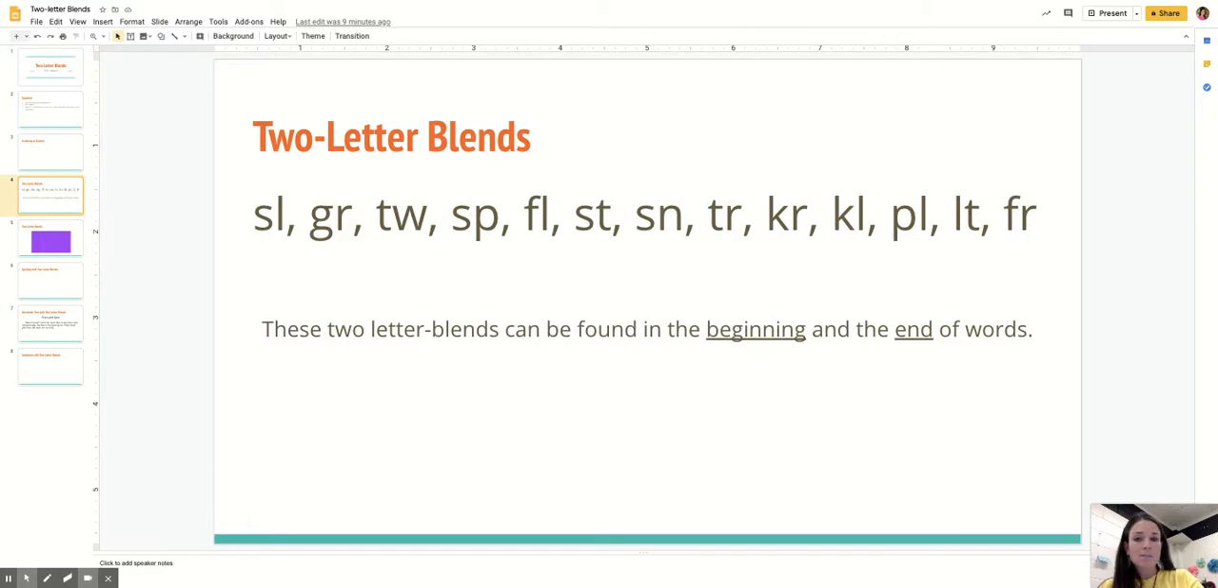What we notice about these 2-letter blends is that they are both consonants. And when they come together in a word, their sounds are blended together. These 2-letter blends can be found at the beginning and the end of your words. That's where we find them a lot of times. They're always stuck together, either at the beginning or at the end of your words. But most of the time, it's at the beginning.